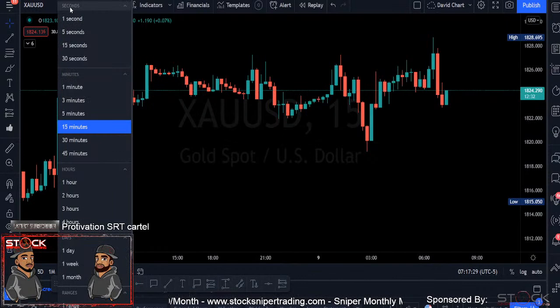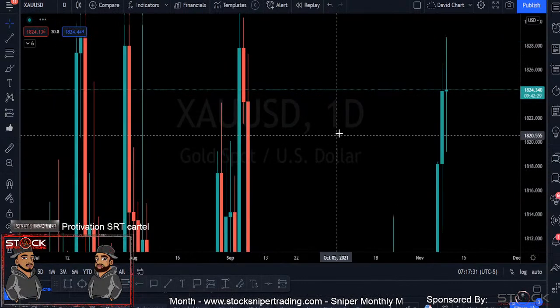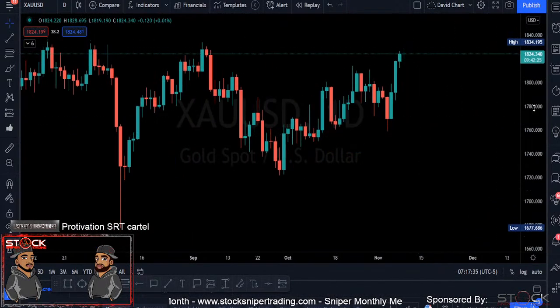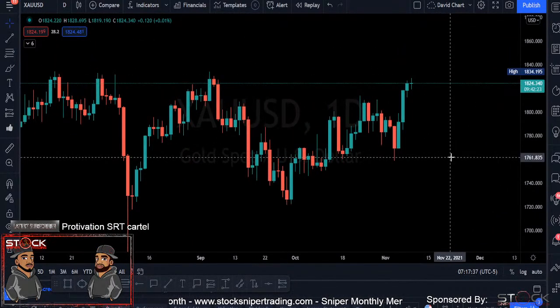We want to make sure that we go to the daily, see where we're trading at right now. I don't have any moving averages or anything on here. You don't really need them, but it's nice to have them so you can spot nice support and resistance areas.